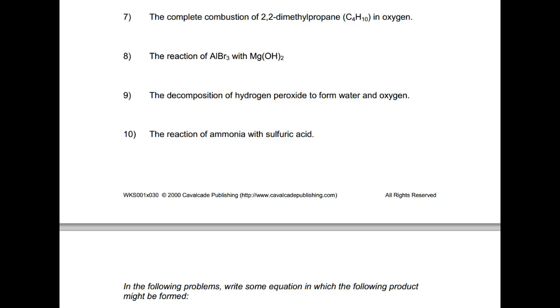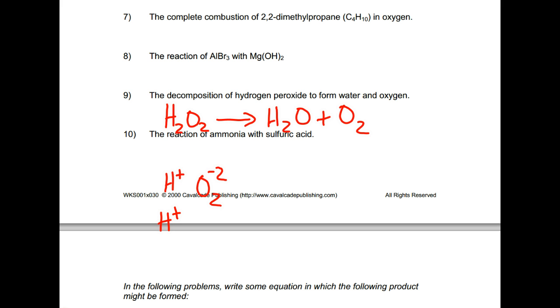Number 9 says the decomposition of hydrogen peroxide. And if you look on your sheet, hydrogen we should know is a +1. And O2 -2 is peroxide. So to get that -2 balanced out, I need 2 of the +1s. So this will be H2O2. And it's going to break down into water and oxygen.